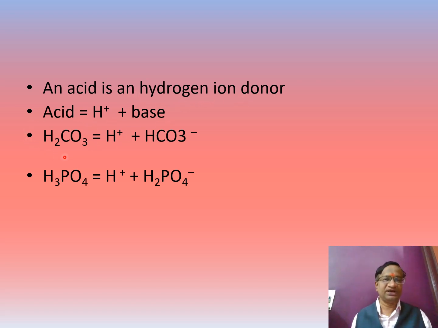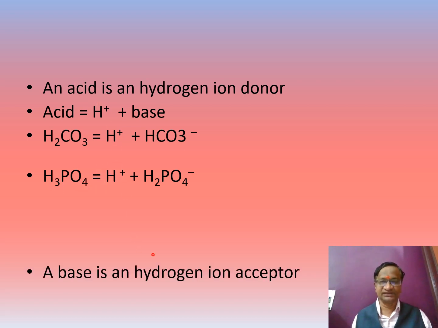Now you see carbonic acid gives H plus, and this is a base. Bicarbonate is a base. See here, phosphate: hydrogen plus phosphate, this is dihydrogen phosphate, trihydrogen phosphate. An acid is a donor. That is what an acid is.